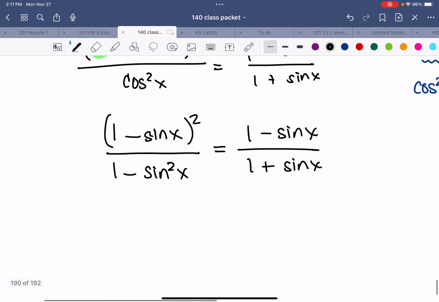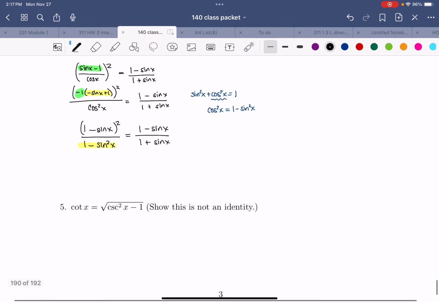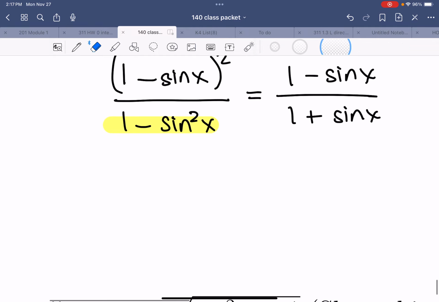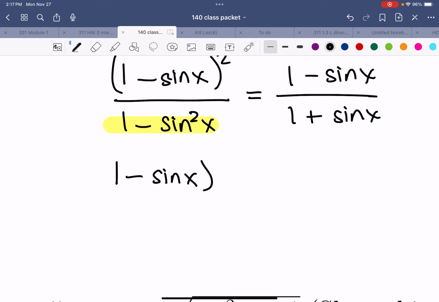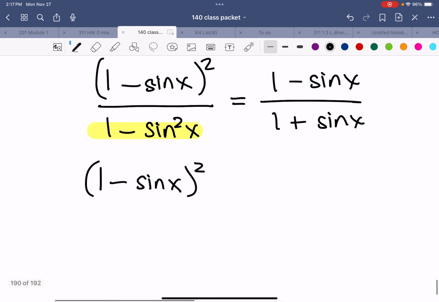Now, the left-hand side, those are not the same, right? Squaring the sine versus squaring the subtraction is totally different. What we're going to do is take this bottom one, and that's a difference of two squares, so we're going to factor it. We're going to keep the top, 1 minus sine x squared. I'm not multiplying that out because look at this: 1 minus sine x, 1 minus sine x. If I distribute that, that's not going to work out. So I want to leave it factored.